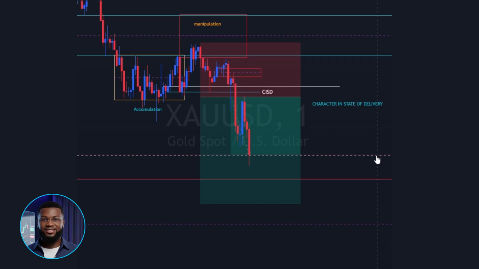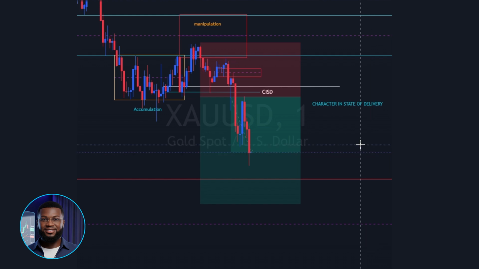You should understand something about price. Price will always seek liquidity before making the main expansion. Price will always look for liquidity before making the main expansion. You get it? So you have to really master liquidity: where liquidity is, how to spot liquidity.